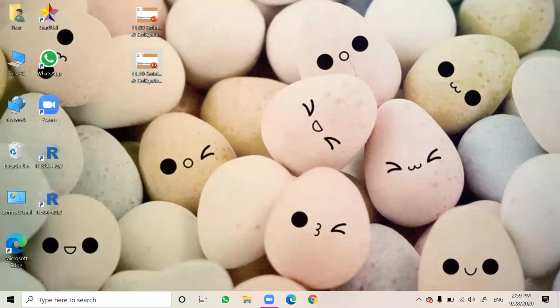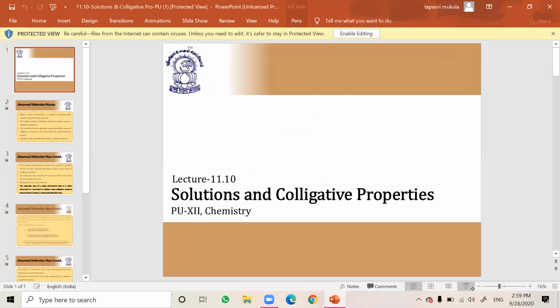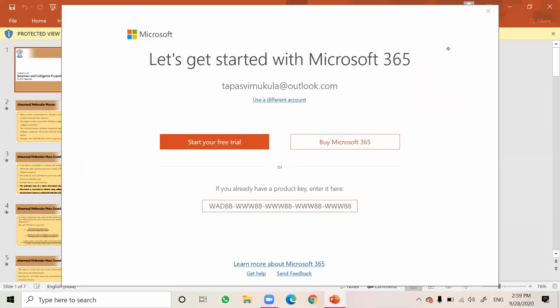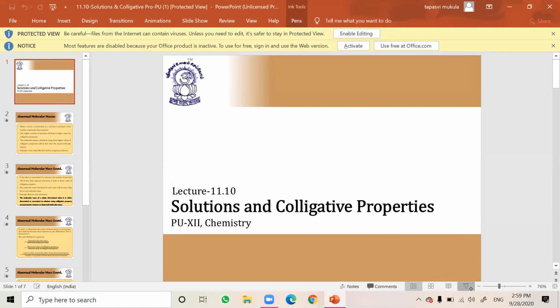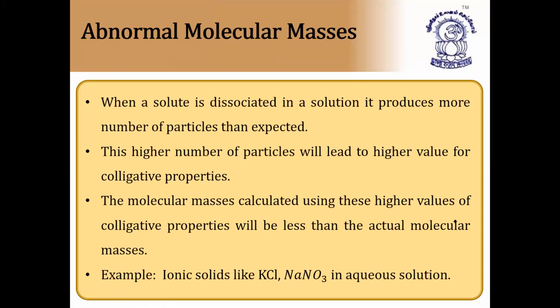Next, we have done colligative properties. Next topic in this chapter: abnormal molecular masses. When a solute is dissociated in a solution, it produces more particles than expected. This high number of particles leads to higher values of colligative properties. The molecular masses calculated using these higher values will be less than the actual molecular masses. So this is nothing but abnormal molecular masses.